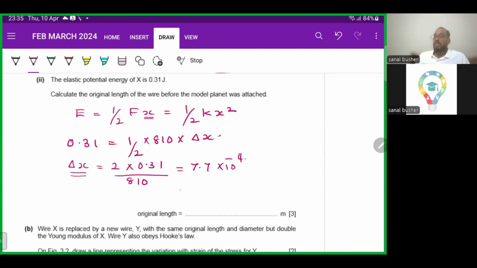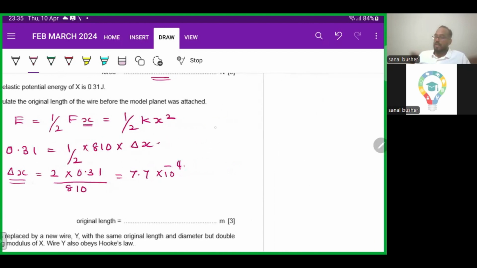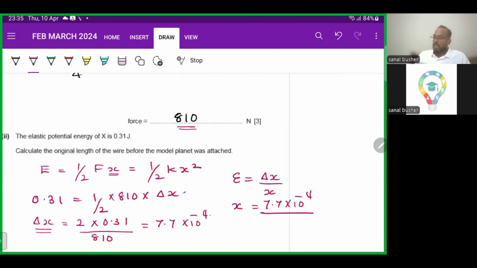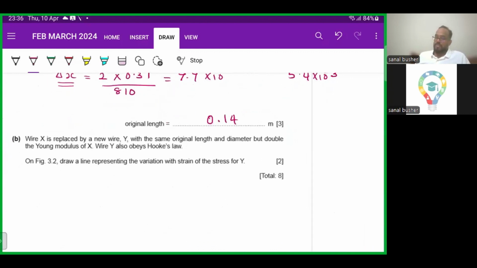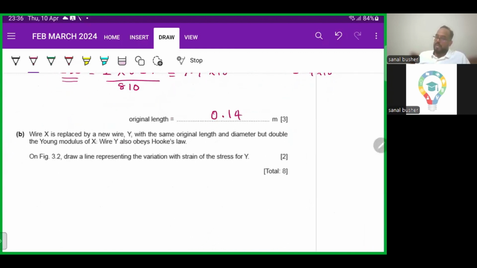What is the question? The original length. What is the change in length and original length relation? The strain. Strain is equal to delta x upon x. So you want x, where x is equal to the change in length, which you already got, 7.7 × 10^-4, divided by the strain value 5.4 × 10^-3. When you put this in the calculator, you will get 0.14 as the original length. Check in the calculator.